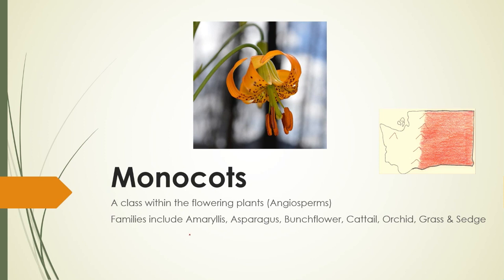All right, one of the last groups to look at in the flowering plant group is the monocots. So this is actually a whole group of plants, a whole class within the flowering plants. It includes lots of different families, as you can see here. The orchid family is actually one of the most diverse plant families in the world, not well represented in Washington State, but there are a few interesting examples.